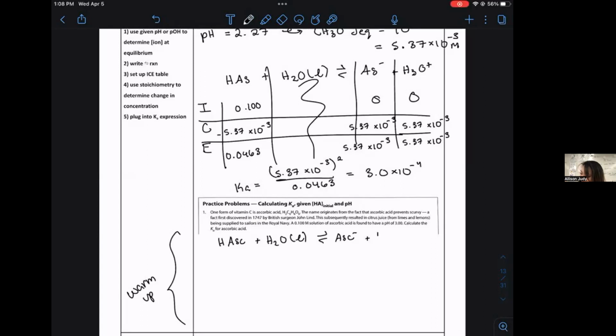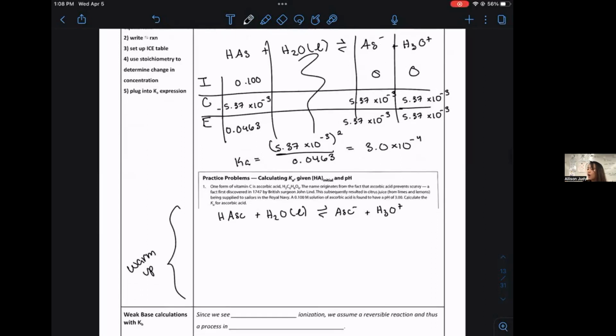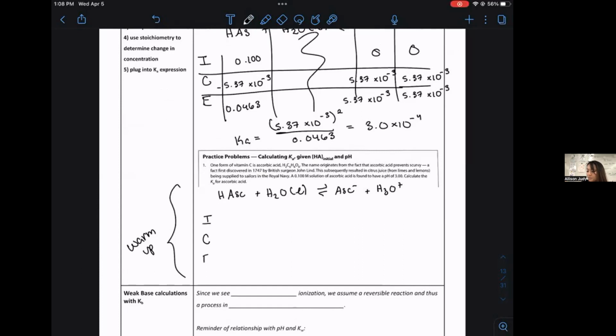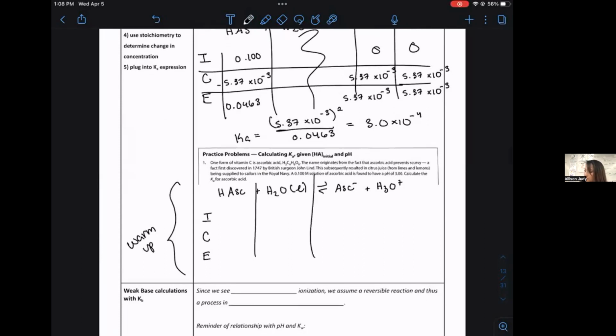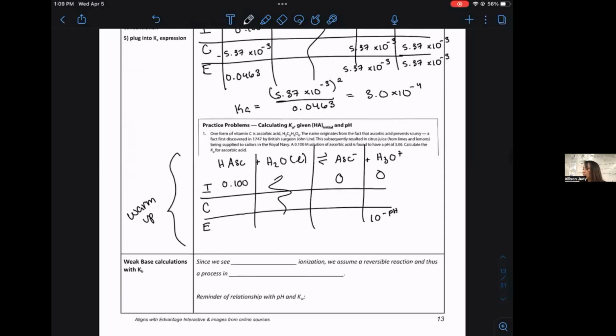And then we got H3O plus. So all you would do is set up your ICE table. And you were told that you started with 0.100. And whatever your pH was, which was a pH of 3, you would simply do 10 to the negative pH to figure out your equilibrium values. And then from there, you would do your stoichiometric change, right? You would change accordingly. And you would find, when you plug in your values, what did you find for Ka?